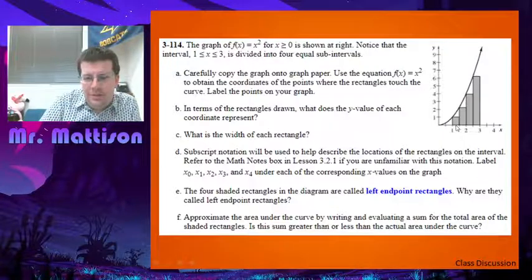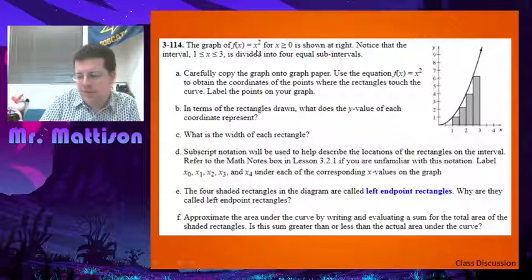So this width is 0.5. Its height is 1, so it's 0.5 times 1, right? And then this width is 0.5. Its height is, if I plug in 1.5 into x squared, I can figure that out, right?